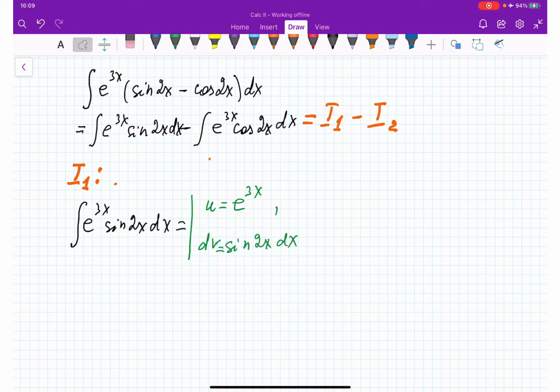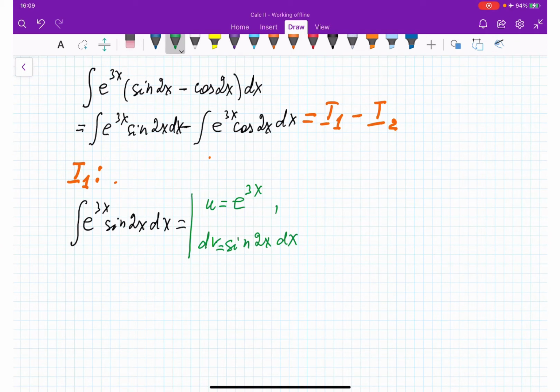Now if u is equal to e to power 3x, du is going to be equal to 3 times e to power 3x dx. First we take the derivative of e to power 3x, which is e to power 3x, and then the derivative of 3x, which is 3, and the derivative of x, which is dx.